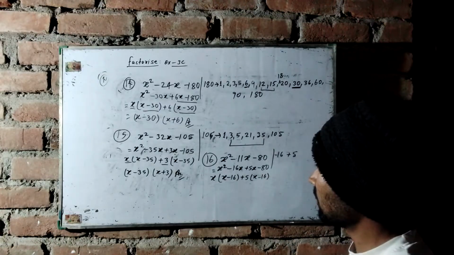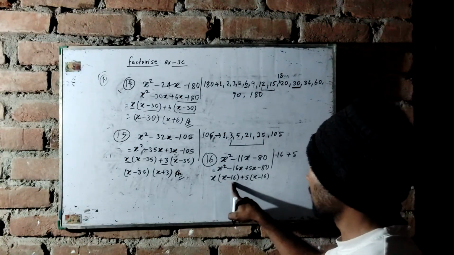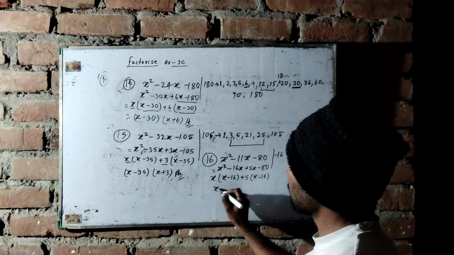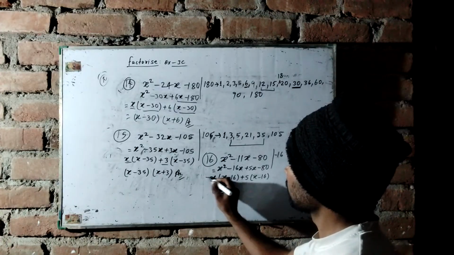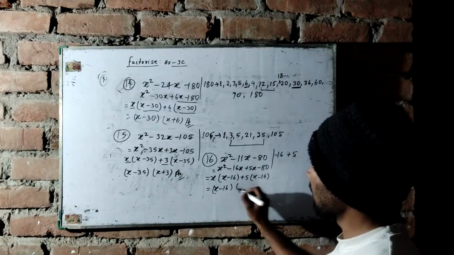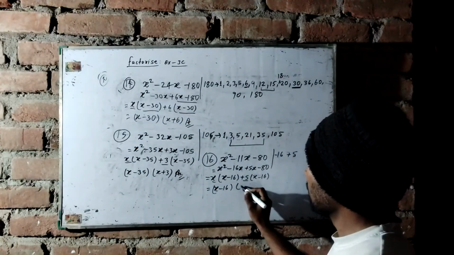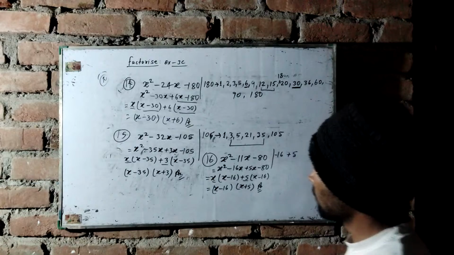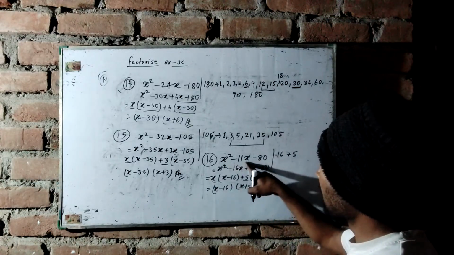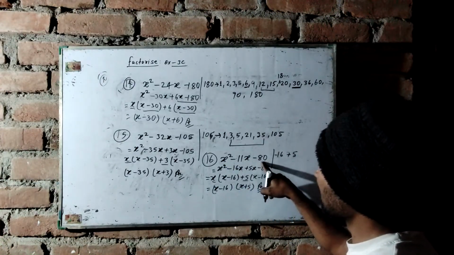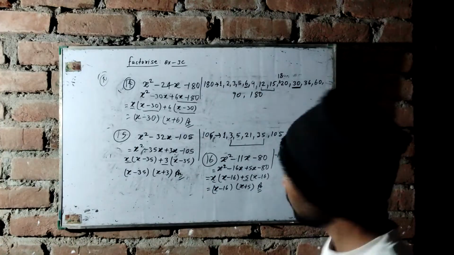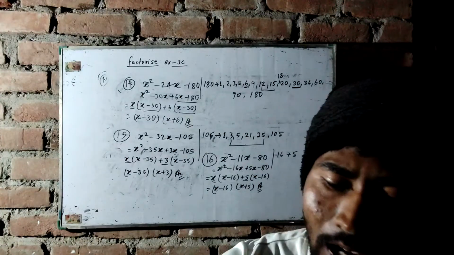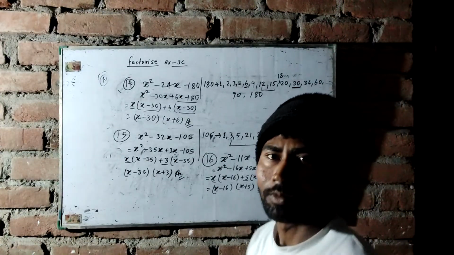Now we can see clearly x minus 16 is present in both terms, so we can take x minus 16 as a common factor, and we can write x plus 5 as a multiple. These are the required factors of the polynomial x squared minus 11x minus 80. Now let's go ahead to the next question, but before moving forward, we have to wipe the board.